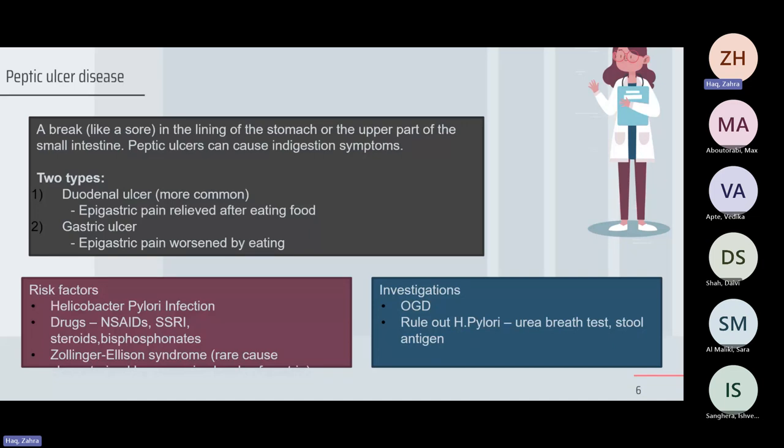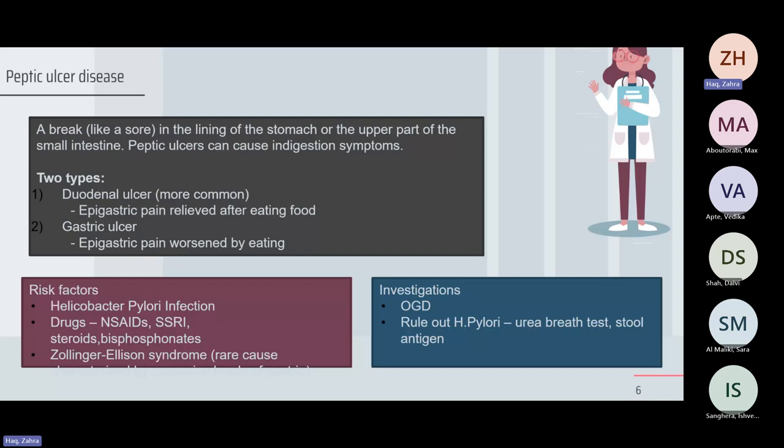So for duodenal ulcers, we get an epigastric pain. However, this is relieved after eating food. And in terms of a gastric ulcer, which is present in the stomach, we get epigastric pain as well. However, it is worsened by eating.